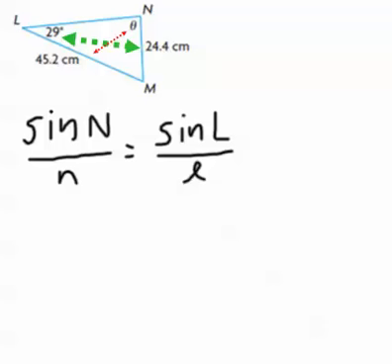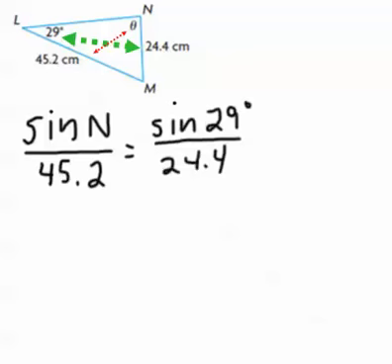And when you substitute those values in, side N is 45, side L is 24, angle L is 29. So we just enter those in. So it's not set up very nice for us yet. We want to find out what N equals, but before we find out N, we have to first find sine N. So we write it as sine N equals.